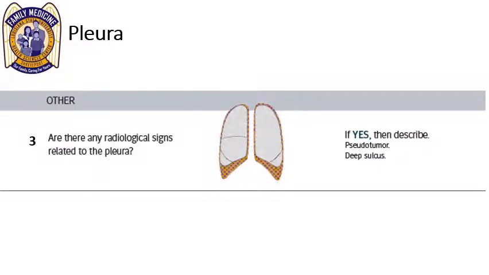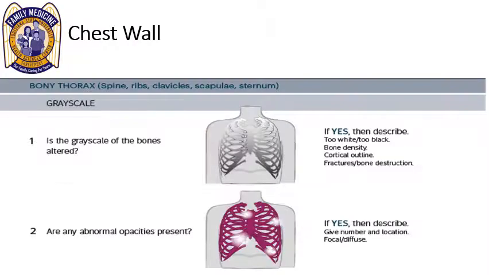So other things, pseudotumor or deep sulcus. The deep sulcus is really what I want you to focus on. If you see a plunging costophrenic angle, then that is a high indication that this patient may have a pneumothorax. And if they're having shortness of breath or some chest pain, COPD or asthma, you need to be able to identify that so that you can get them to where they need to go expediently.